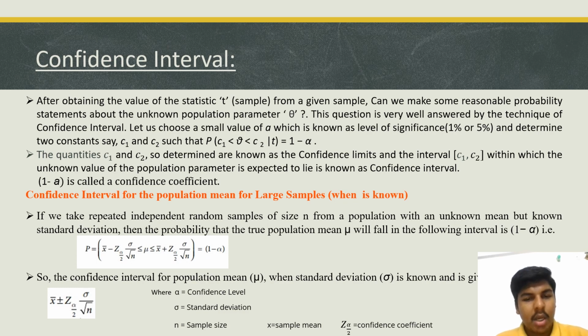Confidence interval for the population mean for large samples when sigma is known. If we take repeated independent random samples of size n from a population with an unknown mean but known standard deviation, then the probability that the true population mean mu will fall in the following interval is 1 minus alpha. So the confidence interval for population mean mu when standard deviation sigma is known is given by x bar plus or minus z subscript alpha by 2 into sigma by root of n, where alpha is the significance level, sigma is the standard deviation, n is the sample size, x bar is the sample mean, and z subscript alpha by 2 is the confidence coefficient. These are the variables used in the equation.